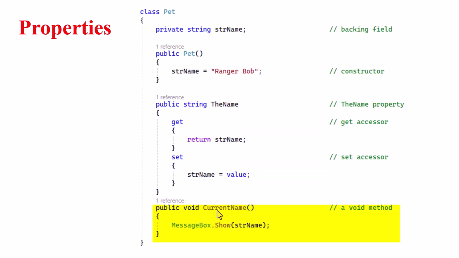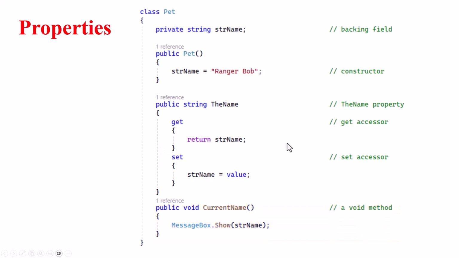And here's that method. One of many methods that you could have inside your class. In this case, it's called current name, and it's nothing more than a message box that shows the current value of string name up here. And you can call this current name method from outside the class, and make it all work.